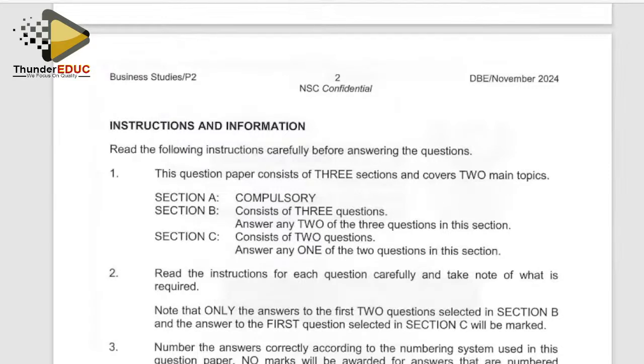Instructions given. You should also understand that you have Section A, which is compulsory, and Section B. You are given 2 questions, 3 questions. They expected to give only 2 questions. So now Section C, you are given 2 questions. Expectation is to answer only 1 question.